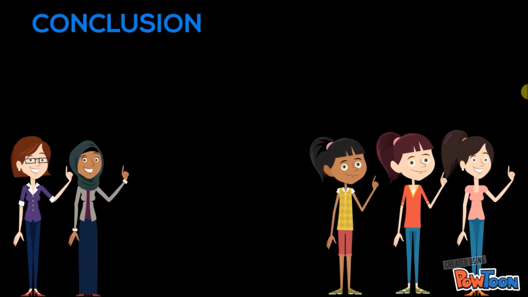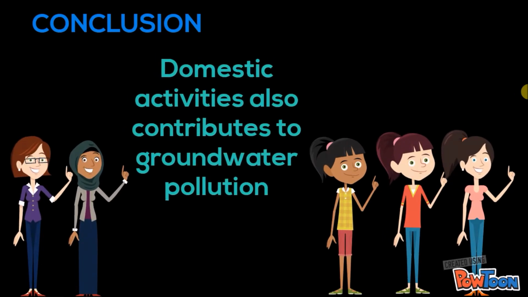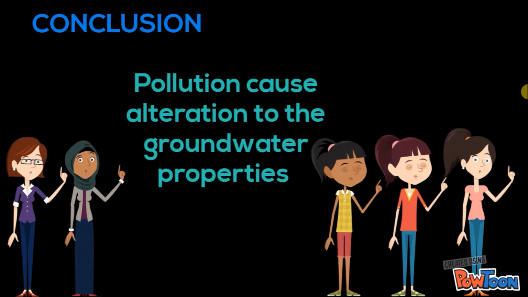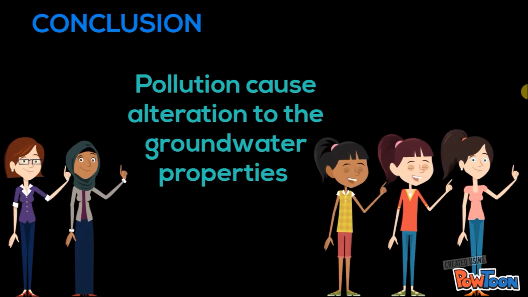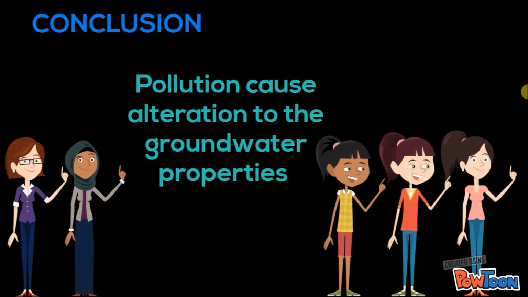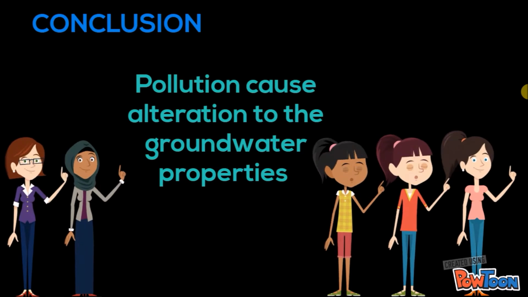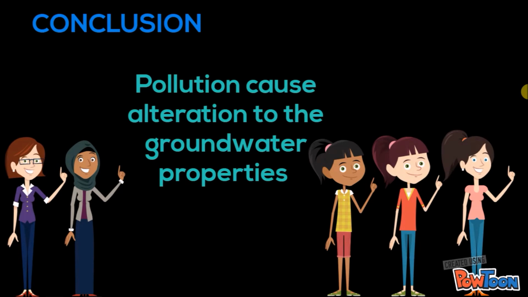Based on the case study of the domestic wastewater effect on the pollution of the groundwater in rural areas in Egypt, it can be concluded that domestic activities can also contribute to the contamination of groundwater. The contamination of groundwater due to domestic activities will cause the pH value of the groundwater to decrease and become acidic. Besides, the pollution will also cause the total dissolved solids (TDS), sulfates and chlorides values to increase.